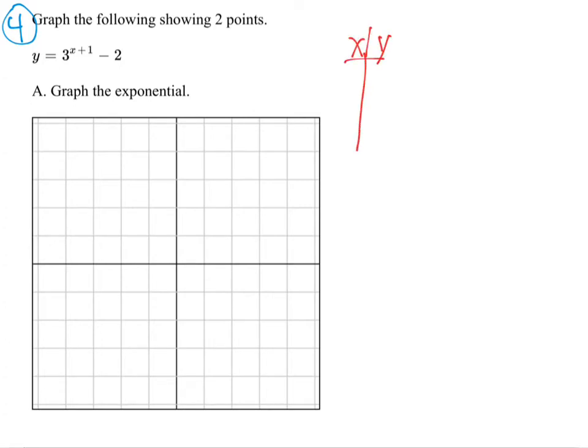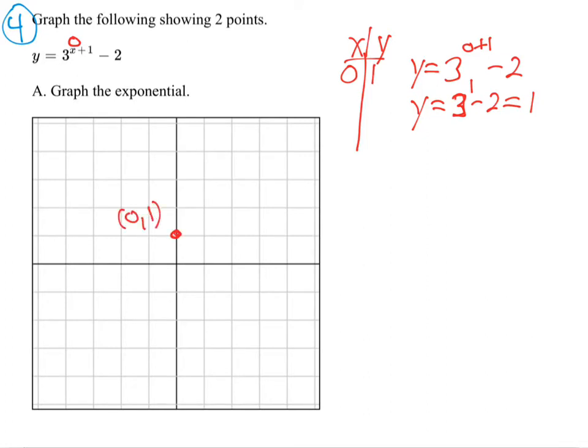And let's start. I can just plug in any number. So how about x equals 0 to make things easy? I'm going to plug in a 0. So this is not a log. Notice it's an exponential function. Plug in 0. So y will equal 3 to the 0 plus 1 minus 2. And that's 3 to the 1 minus 2, which is 3 minus 2, which is 1. So over 0, up 1, right there.